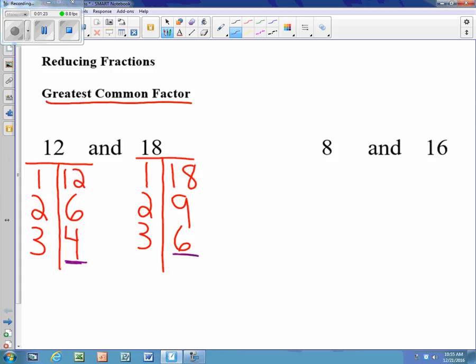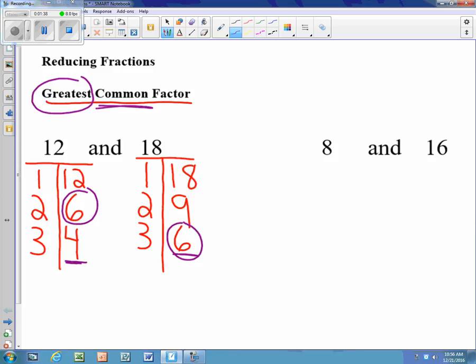So now I want to find the greatest number on both lists. And it's common, so it's on both lists. And the greatest number in this case on both lists is the 6. So my GCF, or my greatest common factor, is 6.